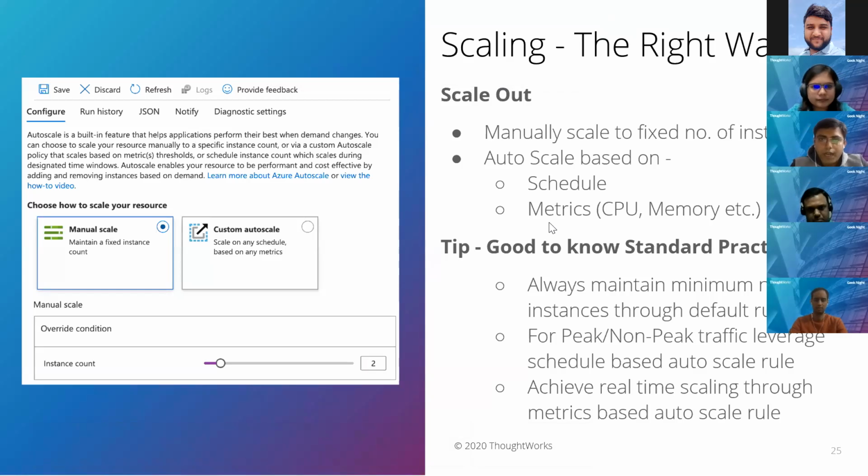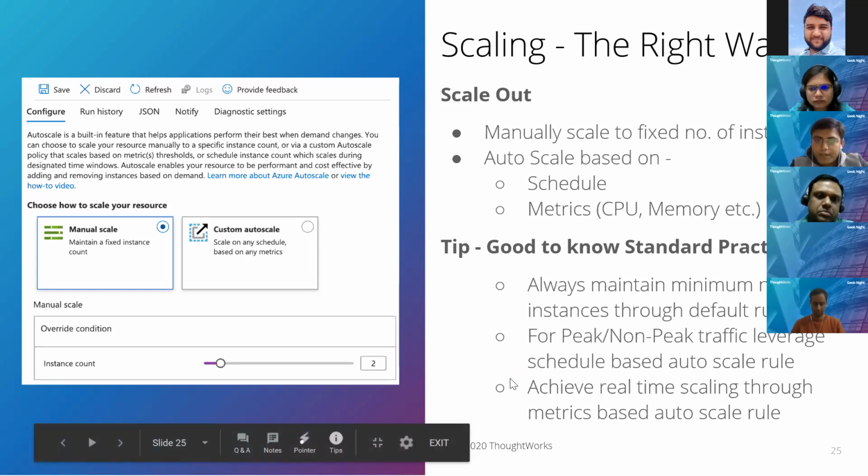Now, a tip for everyone based on our practical experience. Azure charges based on the hour of the day. So say during the start of the hour the number of instances is 4, and after the start of the hour you reduce the number of instances to 3 or 2, you will still be charged for 4 instances. So that's a word of caution, and that's what we also got to know from our practical experience. The other tip is, yes, for peak and non-peak traffic, always leverage the auto scale rule.